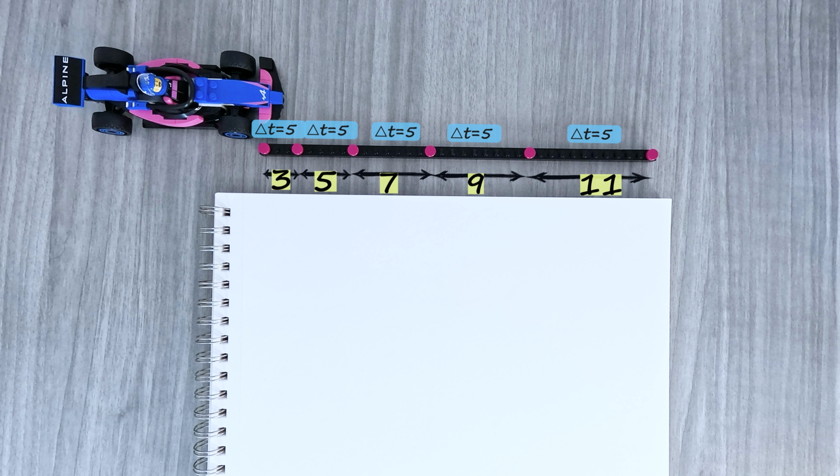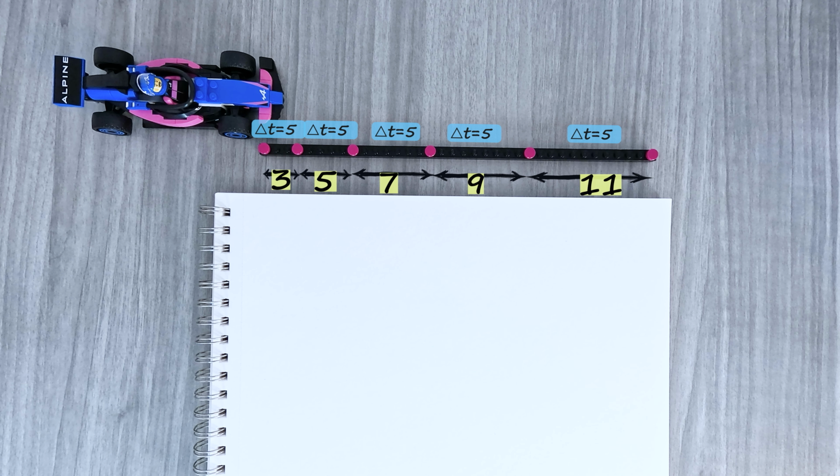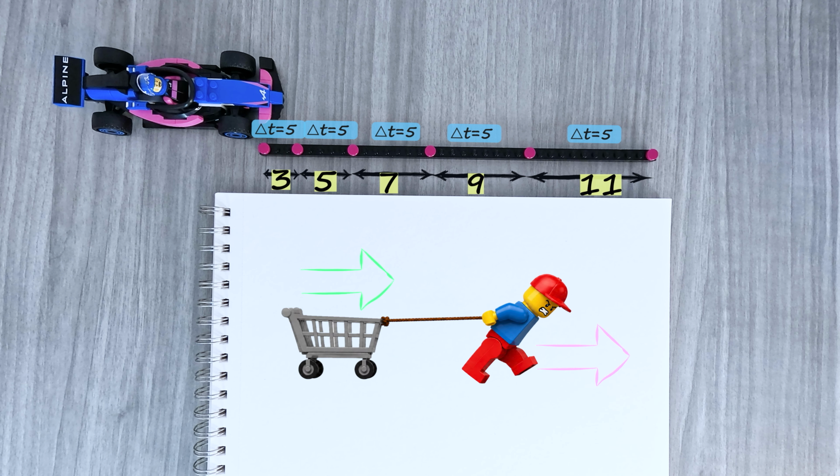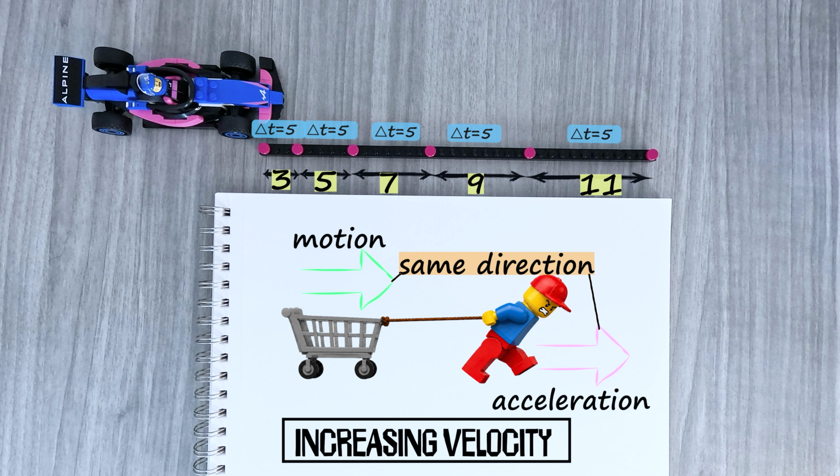Now let's see what we can find out about the car's acceleration. For now, we're just going to focus on the direction of the acceleration, if it's positive or negative, not whether it's increasing or decreasing. And then again, acceleration is a change in velocity over time. Since the car's velocity is increasing in the positive direction, the acceleration is also in the positive direction. Think of acceleration kind of like a string that's pulling an object in one direction or the other. If the speed of the object is increasing, the acceleration is pulling it in the same direction.